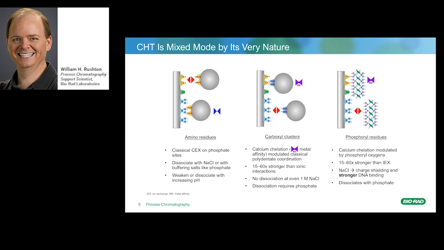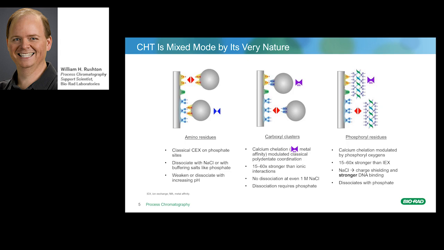For carboxyl clusters, they're binding via calcium IMAC. These interactions are substantially stronger than ionic interactions, usually 15 to 60 times stronger. They won't dissociate even in 1 molar salt. You will require phosphate to get off of the CHT.